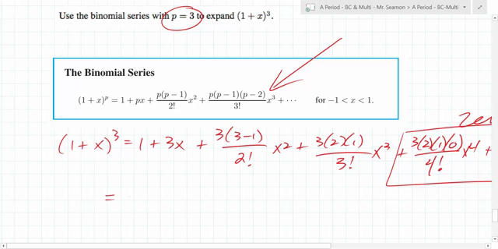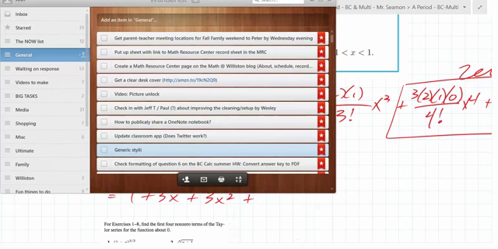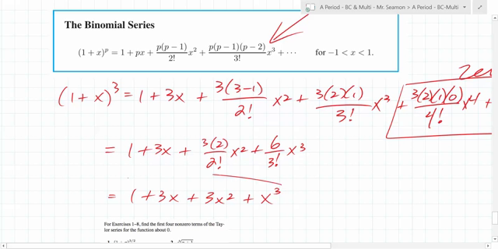But what does that tell you? 1 plus 3x plus 3 times 2 over 2 factorial x squared plus 6 over 3 factorial x to the third. Can you simplify that a little bit? What's that turn into? 1 plus 3x plus 3x squared plus 6 over 6, just x cubed. Ooh, neat. There it is. It's kind of cool. So guess what? 1 plus x cubed is equal to that thing using Taylor series. I thought it was pretty cool.